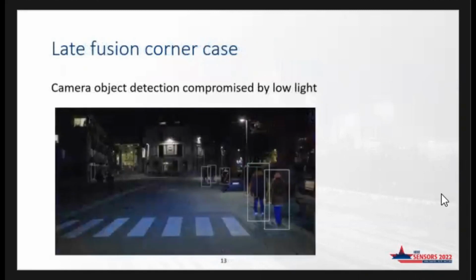And so this has a problem in corner cases, like low light, where the camera object detection really fails. So here there are 2 pedestrians in the darkness, which are not really picked up by the camera.